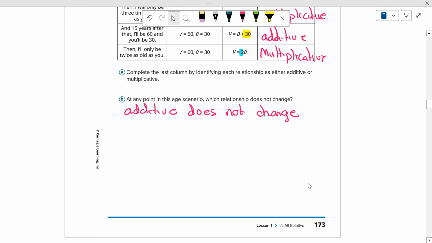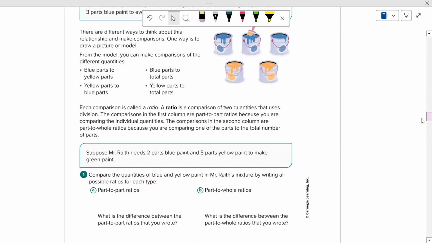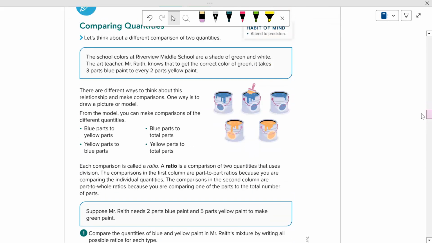We were talking about additive and multiplicative relationships. We have not talked about ratios just yet. We're building toward it. So we're going to go to page 174. This should be our last page, I believe, for the day, but let's check out. I'm not going to make a lie out of myself, but here we go.